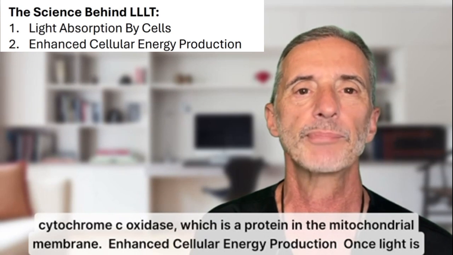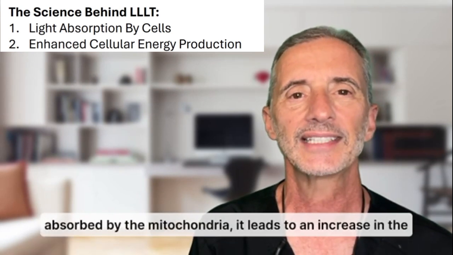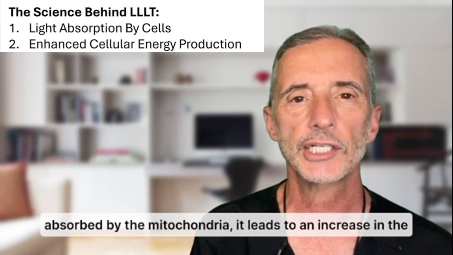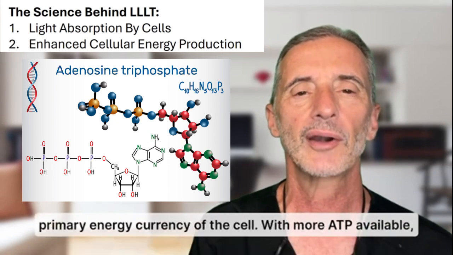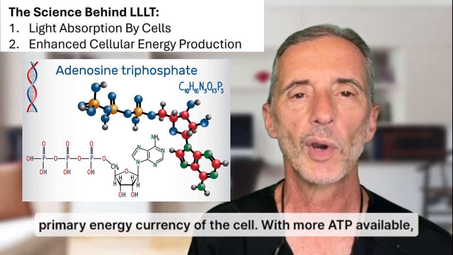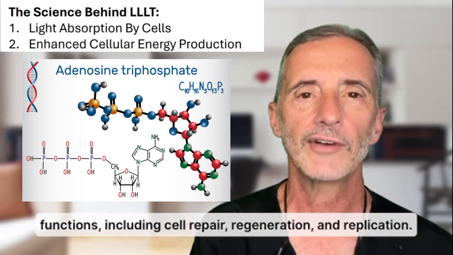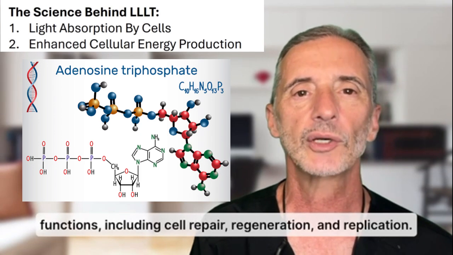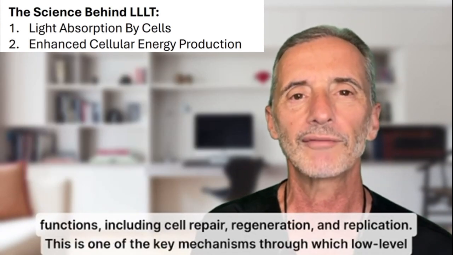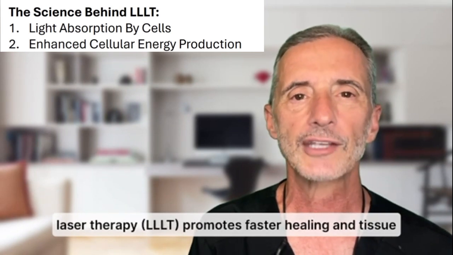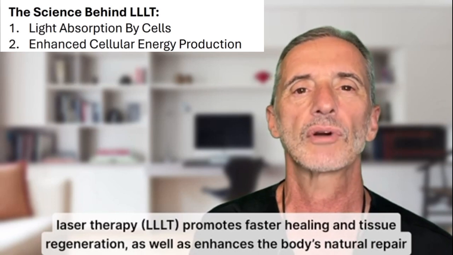Enhanced cellular energy production. Once light is absorbed by the mitochondria, it leads to an increase in the production of adenosine triphosphate, also known as ATP, which is the primary energy currency of the cell. With more ATP available, cells have an increased energy supply to perform their normal functions, including cell repair, regeneration, and replication. This is one of the key mechanisms through which low-level laser therapy promotes faster healing and tissue regeneration, as well as enhances the body's natural repair processes.